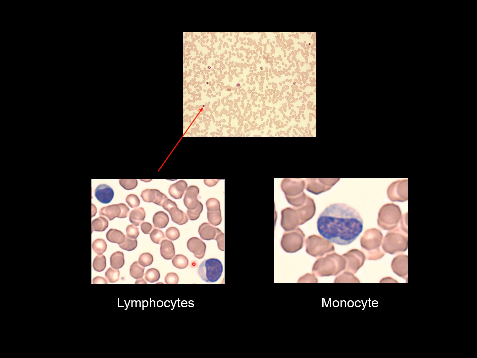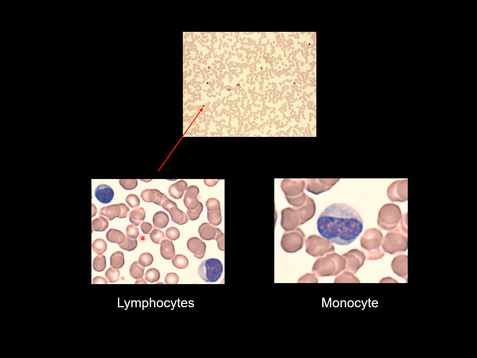And if you notice, they're a bit smaller than the neutrophils and eosinophils. And that nucleus takes up almost the entire cell. There's a little bit of cytoplasm on the outside, but that's about it.